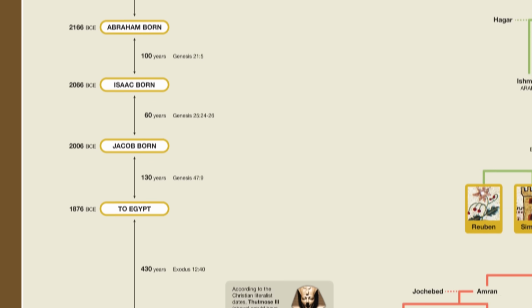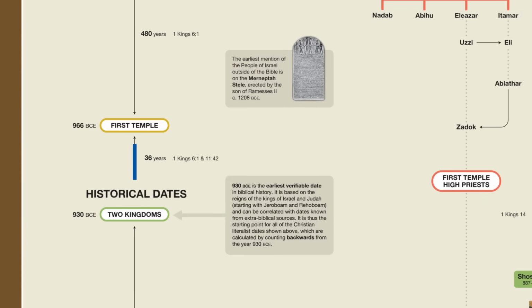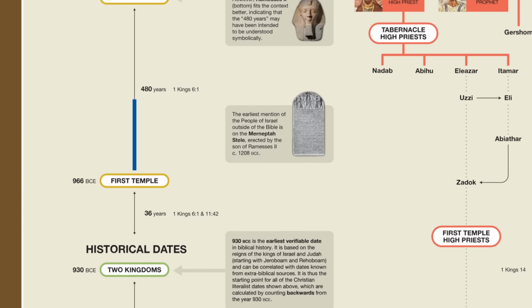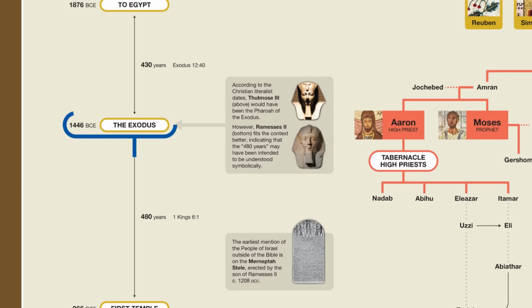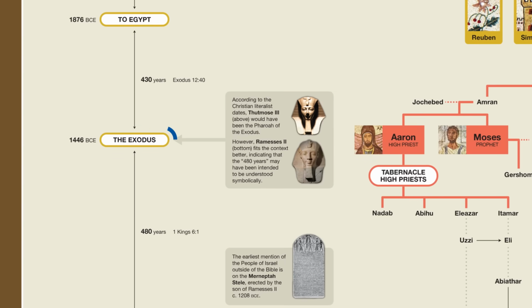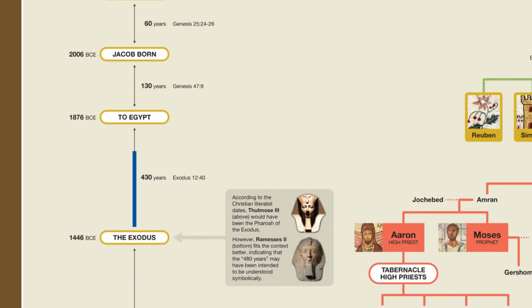So remember the number 36? If we count back 36 years from 930, we get 966. Which would be the year in which Solomon started to build the temple. We can then count backwards from this date using some other numbers to get other dates. So for example, in 1 Kings 6 verse 1, it says that Solomon started to build the temple exactly 480 years after the Exodus. If we take this number as being literal, that means that the Exodus must have taken place in 1446 BCE. We can then refer to Exodus 12 verse 40, which says that the Israelites were in Egypt for exactly 430 years.